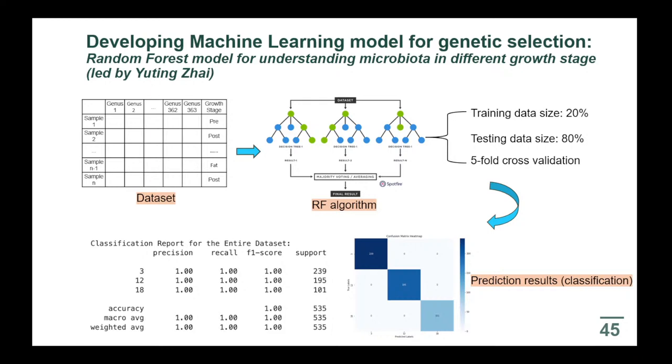We collected for 18 months from cows. We collected at 0 months, 3 months, 6, 9, 12, 15, 18 months from 250 different animals. We have different stages of animals, different stages of microbiota. And then we used our own data set to train this machine learning algorithm. We used a random forest.